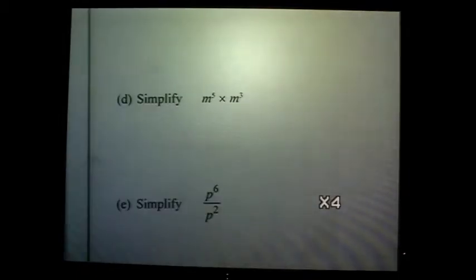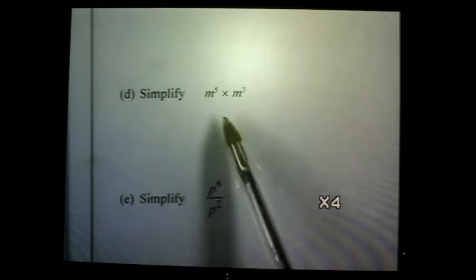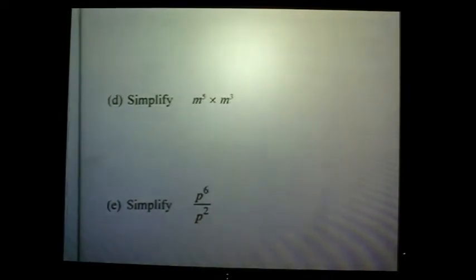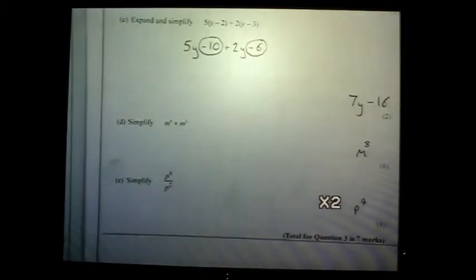These next ones I'll zoom into and just see them. It's simplify them. If you're multiplying, you just add the index numbers. If you're dividing, you take them away. So the answers are m to the power 8 and p to the power 4.